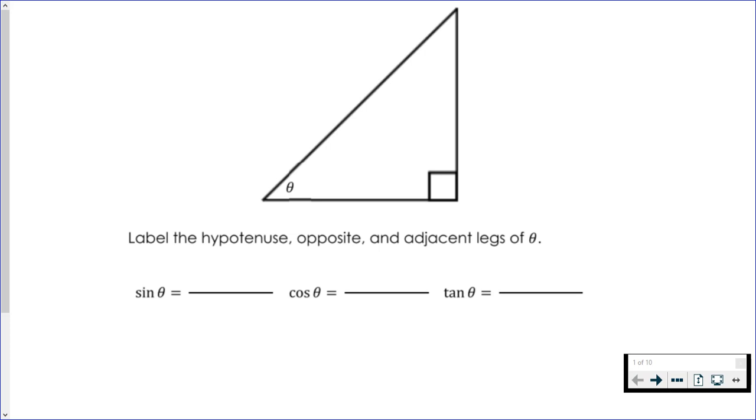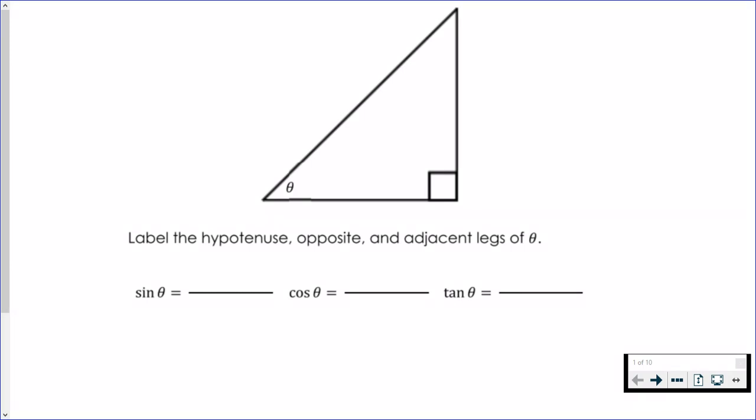So this video is either an introduction or a review of right triangles. Right here we have a right triangle. We're going to start by labeling our hypotenuse, our opposite, and our adjacent sides.